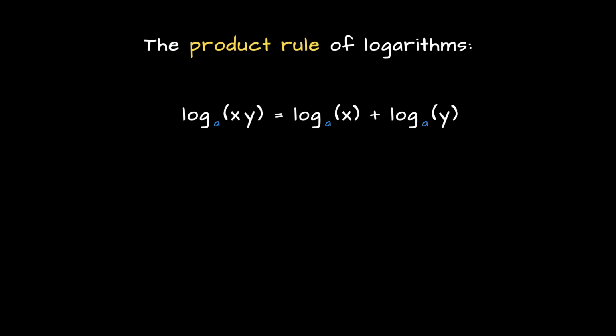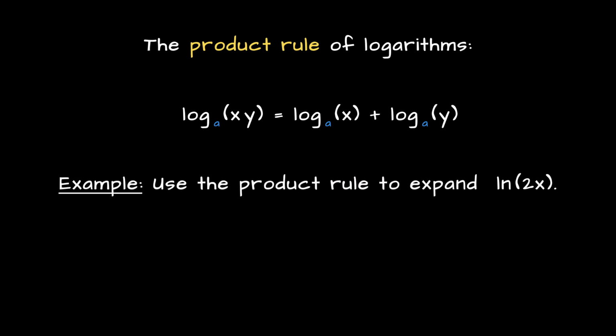Our next property is often called the product rule of logarithms, and it states that the logarithm of a product of two things, the logarithm of x times y, can be rewritten as a sum of logarithms, the logarithm of x plus the logarithm of y. As you can probably guess, this rule simply comes from reverse engineering the product rule for exponential terms.